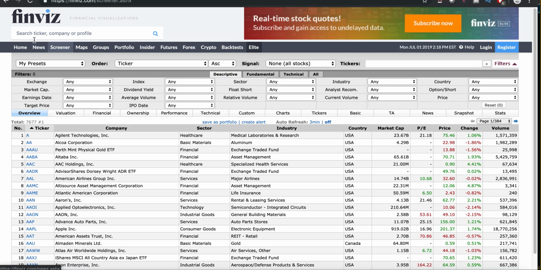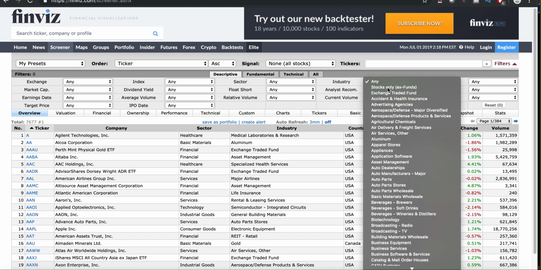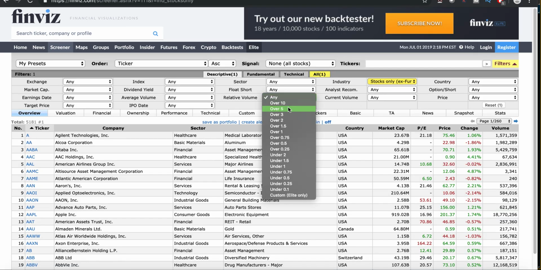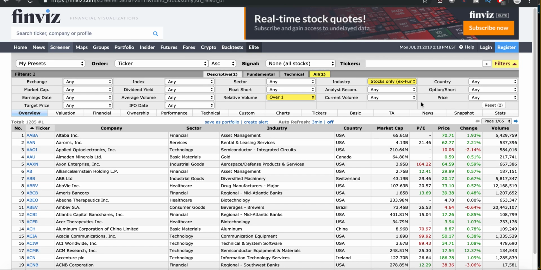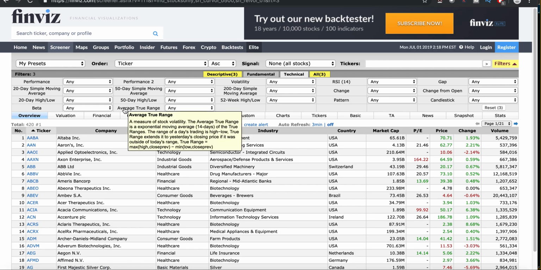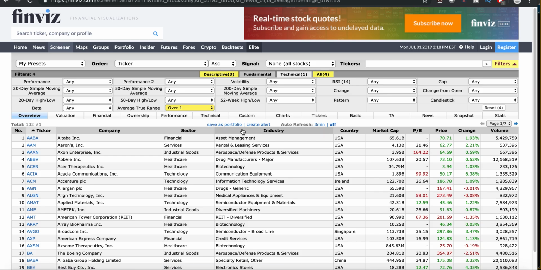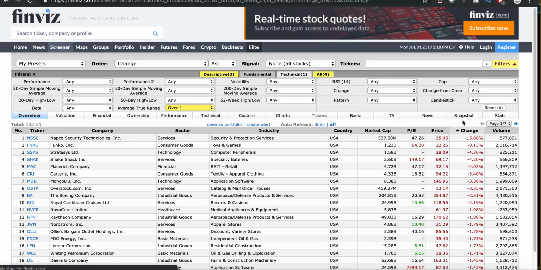Let's go back to the screeners. Go back to the home page, go to screeners, and choose industry stocks only. R vol over 1, and current volume over 500,000 shares. Technical aspect, ATR. This is the average true range. If you see the definition here, it talks about a measure of stock volatility, so the higher the range, the better. In this one, you want an ATR over 1. You're narrowing it down to about 132 names.